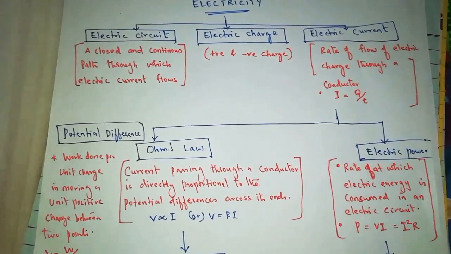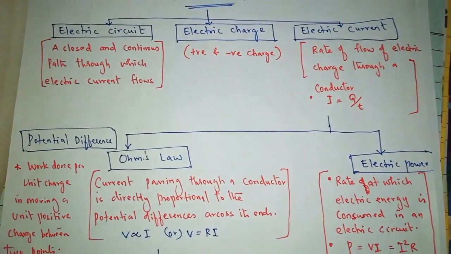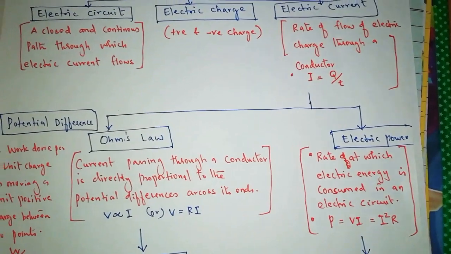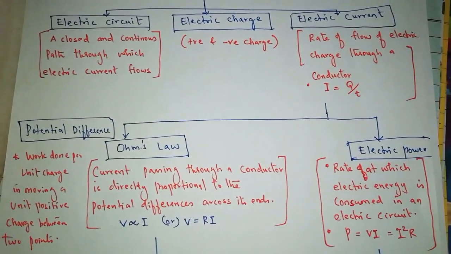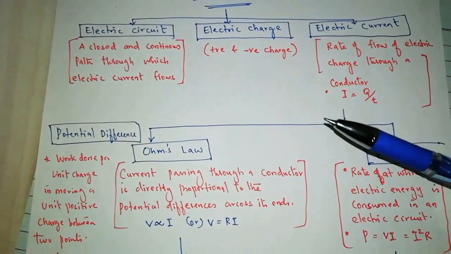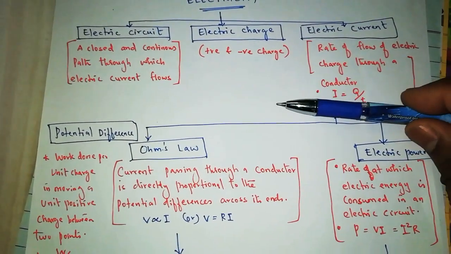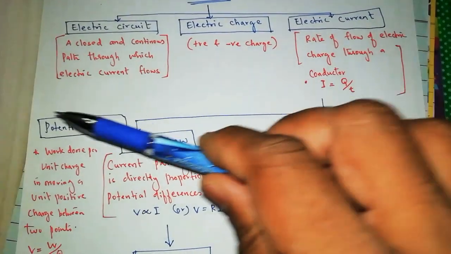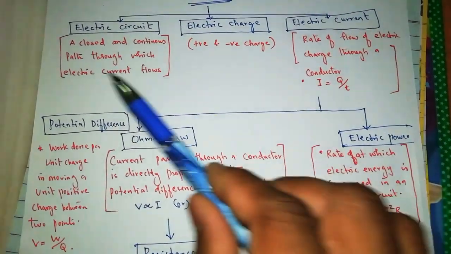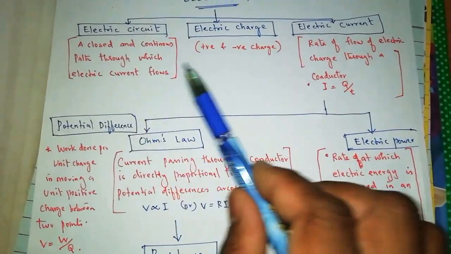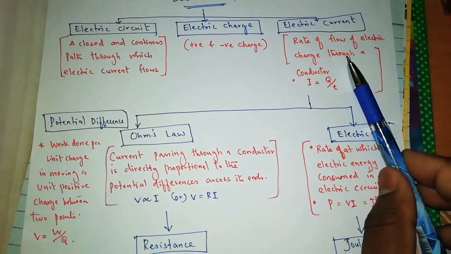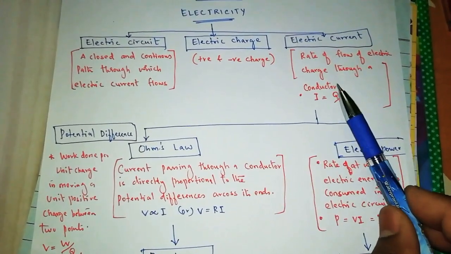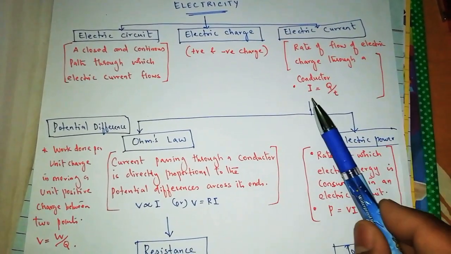Then electric current. Electric current is nothing but the rate of flow of electric charge through a conductor, right? So the charges which are present inside the wire start to move from one place to another in a unit time, and that is what electric current is. In this chapter we are mainly going to discuss electric current.